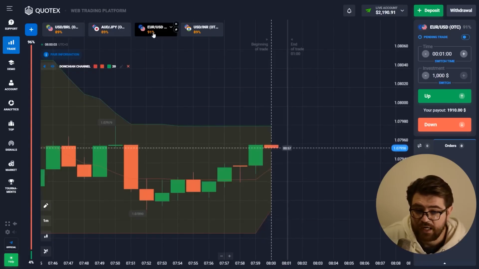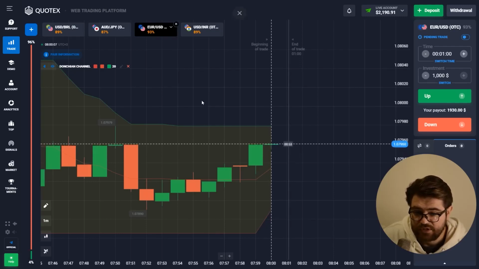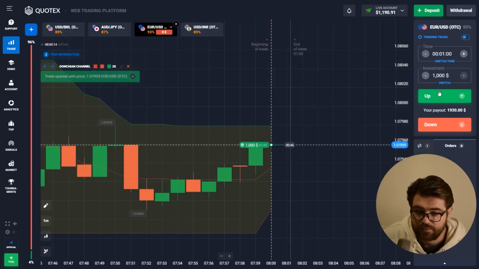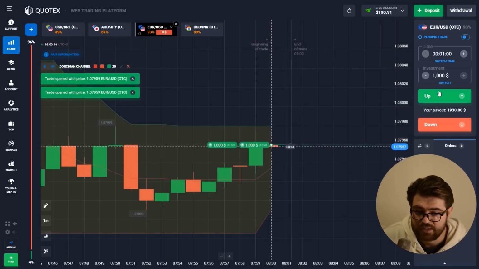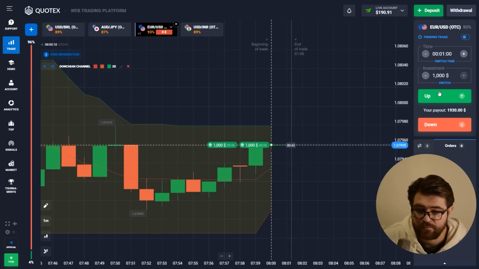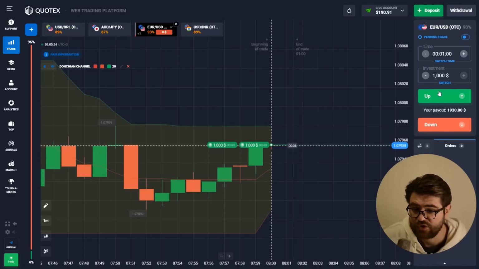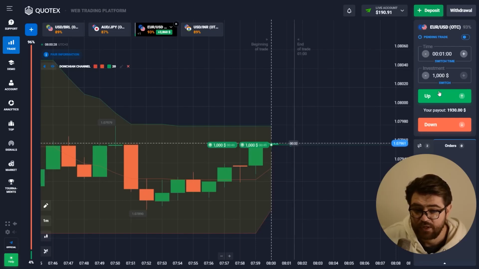Ooh, obviously I see a resistance line here. I'm gonna go with the call option here because I see it's trying to break through. But then if we look at the Donchian channel, it looks like the upper trend has begun.